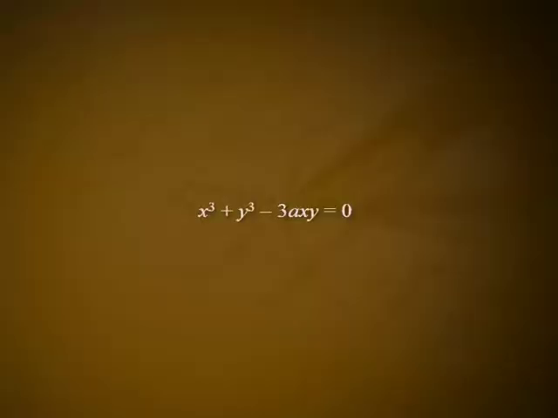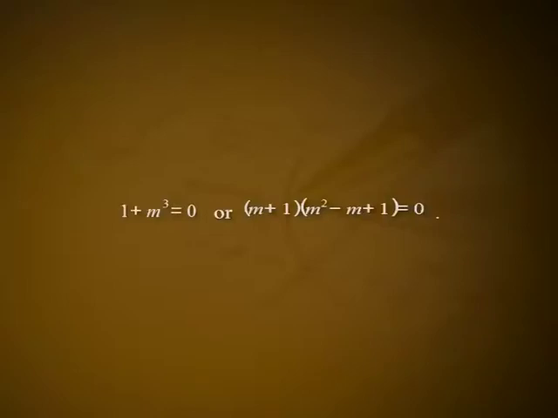Example: consider the folium x³ + y³ − 3axy = 0 for asymptotes. Here, the given equation is of the third degree. To find limit of y/x, divide the equation throughout by x³ so that 1 + (y/x)³ − 3a(y/x)(1/x) = 0. Let x tend to infinity. Then we get 1 + m³ = 0, or (m + 1)(m² − m + 1) = 0. Therefore, m = −1.